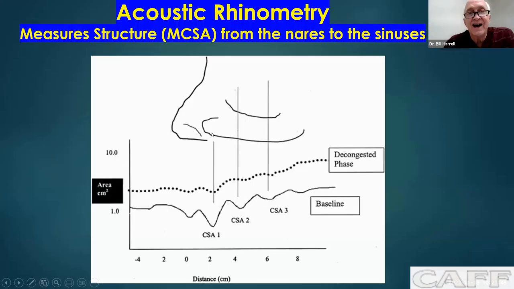Now, here's acoustic rhinometry, which has kind of gotten a bad name, but it does measure minimum cross-sectional area and volume.